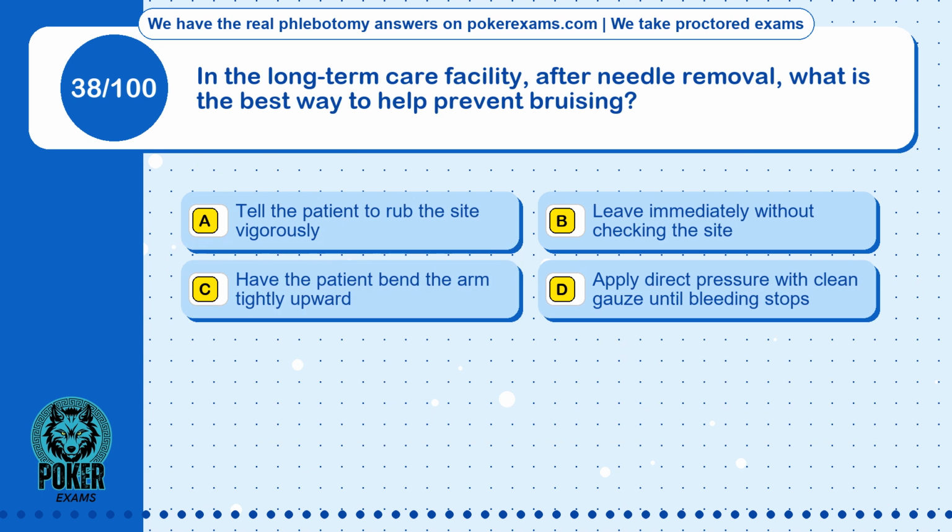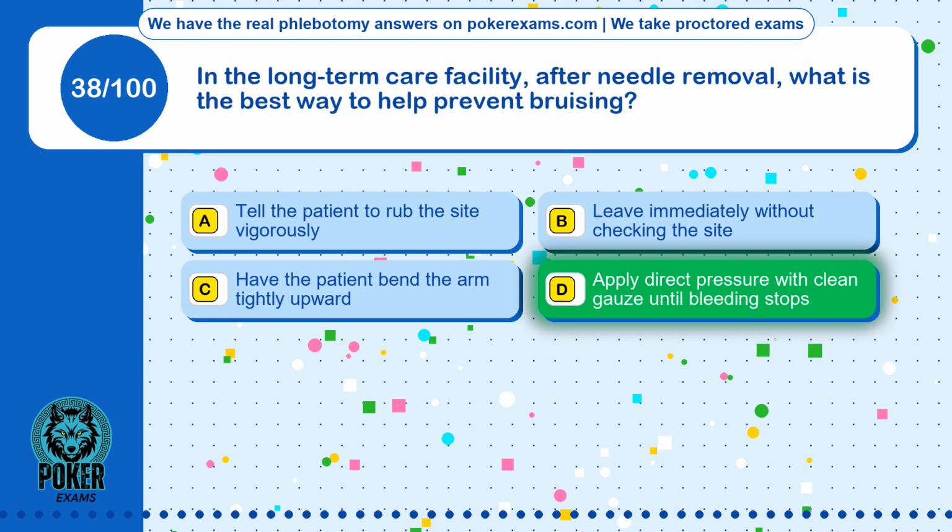Question 38. In the long-term care facility, after needle removal, what is the best way to help prevent bruising? Option A. Tell the patient to rub the site vigorously. Option B. Leave immediately without checking the site. Option C. Have the patient bend the arm tightly upward. Option D. Apply direct pressure with clean gauze until bleeding stops.